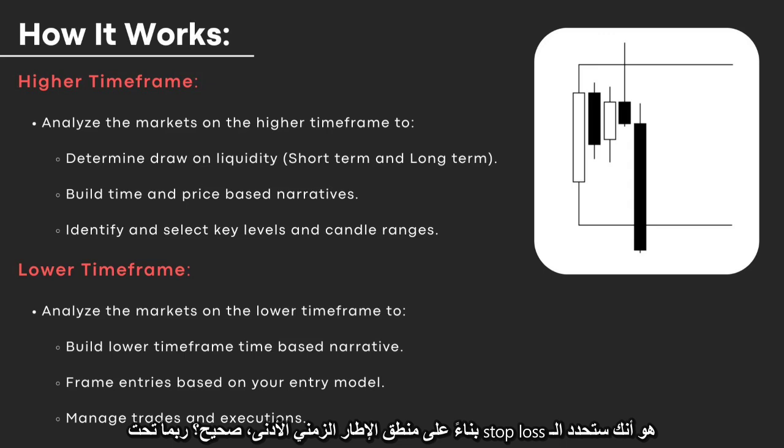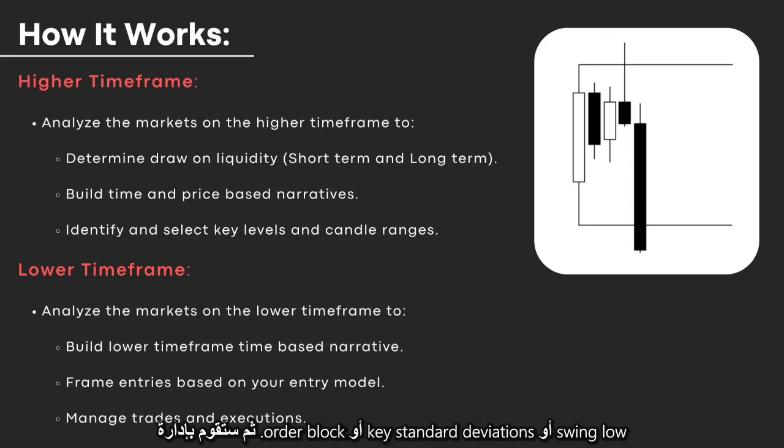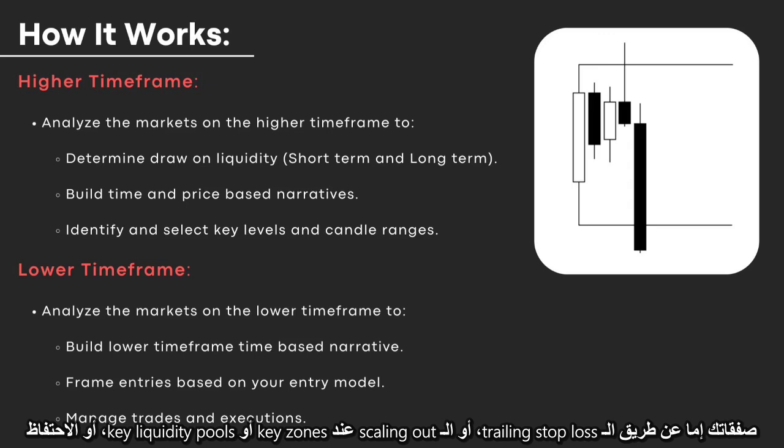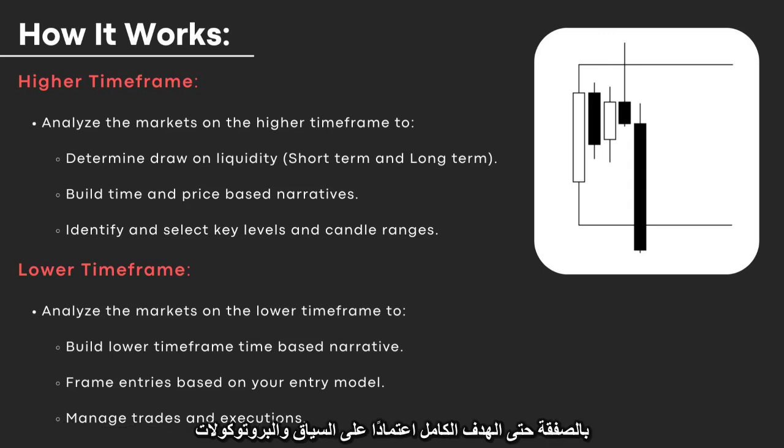So you're going to set your stop loss based on the lower time frame logic, right? Maybe below a swing low or key standard deviations or an order block, and then you're going to manage your trades by either trailing your stop loss, scaling out at key zones or key liquidity pools, or holding the trade for the full target, depending upon the context and depending upon the protocols and guidelines that you've set for your trade management plan.